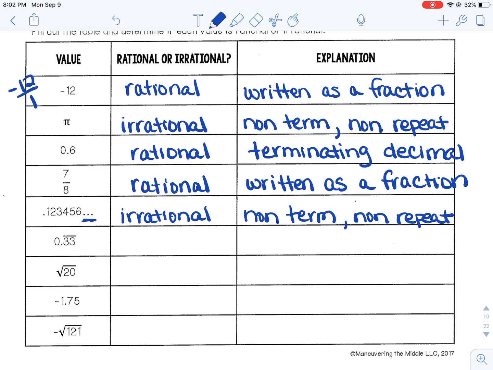0.33, the bar on top of the 33 means that it is repeating. So I have a decimal that is repeating. Look up at the notes up top. What kind of number is a repeating decimal? Is it rational or is it irrational? It is rational.